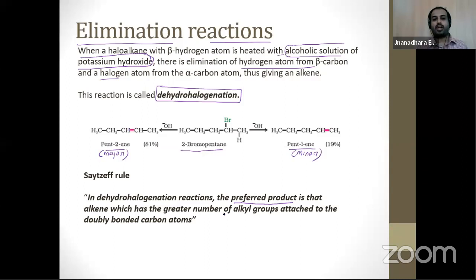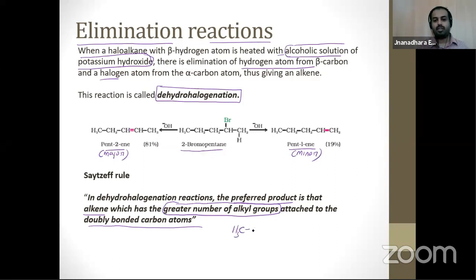The preferred alkene is the one which has a greater number of alkyl groups attached to the doubly bonded carbon atoms. That's it. Easy. Simply count the number of alkyl groups attached to the doubly bonded carbon atoms. If that number is high, then it is more substituted and more stable. Now take for example but-2-ene.